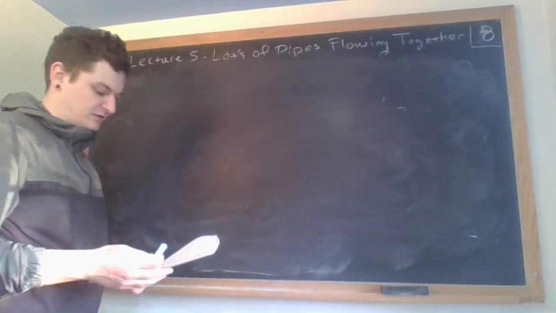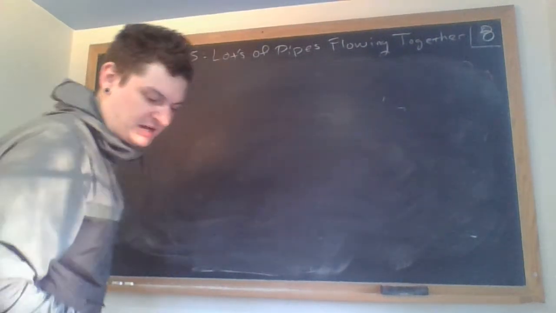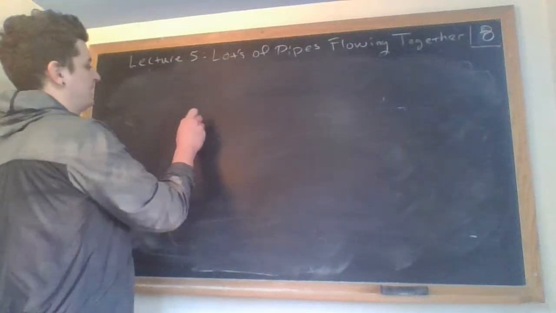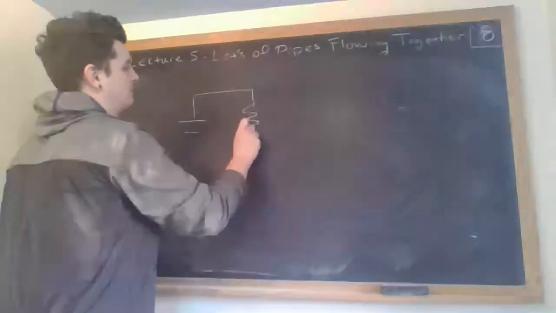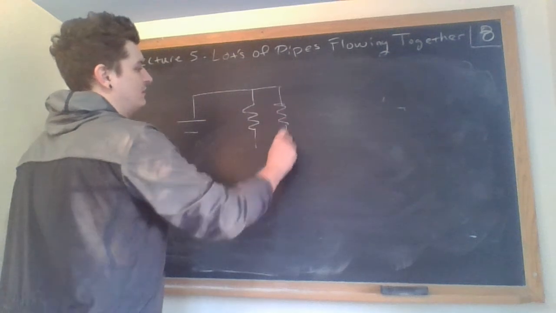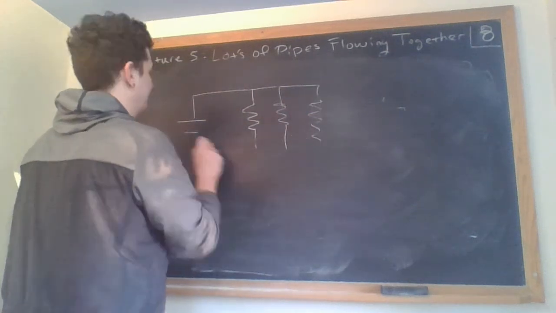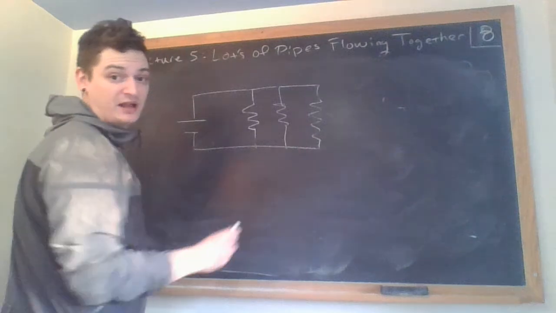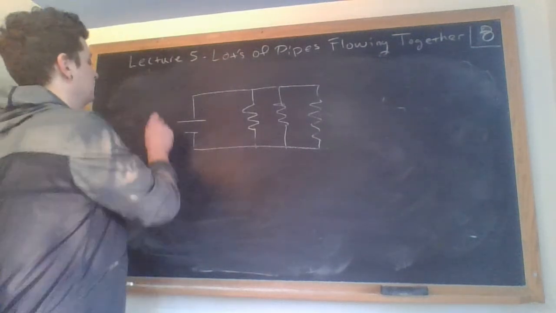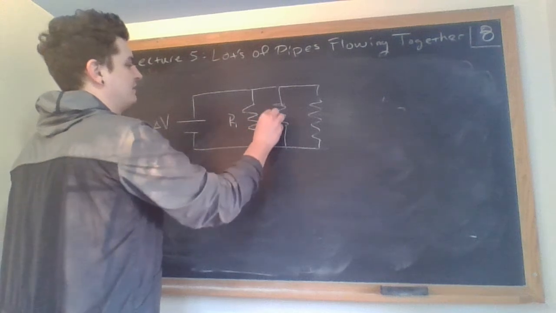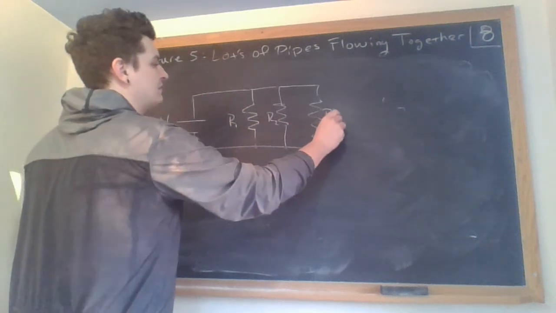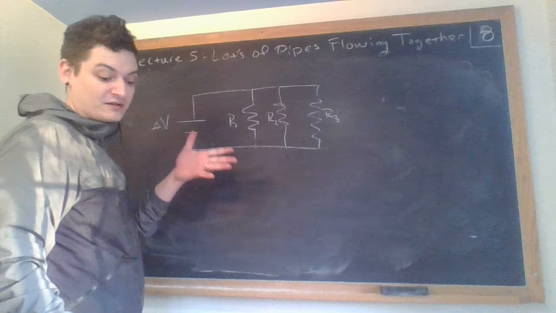Okay, so we're now moving into the parallel pipe problems. So parallel pipes, you should really just think of them like those parallel electrical circuits. It's the easiest way to get to a solution quickly. Here's my delta V, here's resistance 1, resistance 2, and resistance 3. These are electrical circuits, right?